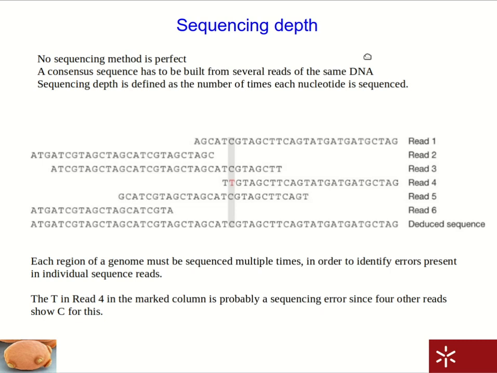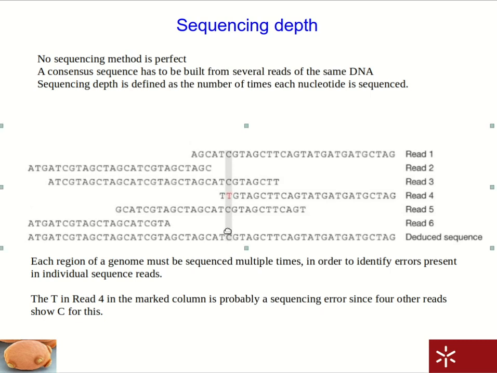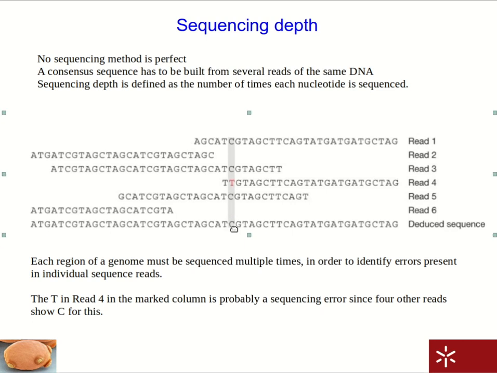As no sequencing method is perfect, the consensus sequence, or the true sequence of the genome, has to be built up from several reads, ideally covering the same position several times. In this case, we can see that this position here is covered 5 times: 1, 2, 3, 4, 5. And there seems to be a sequencing error here in read 4. It shows T instead of C. But we can deduce that the true nucleotide in this position should be C, because it's simply the majority.